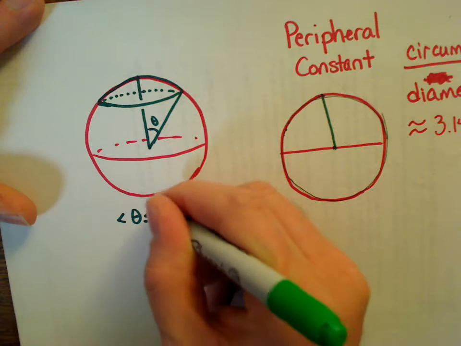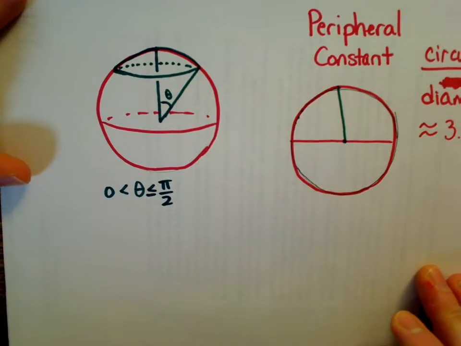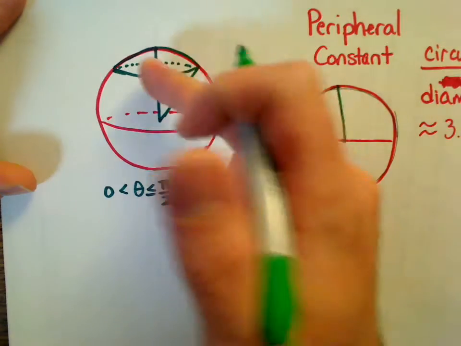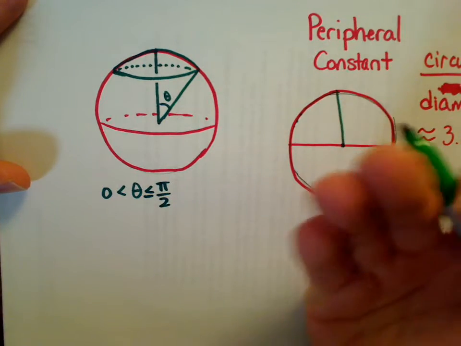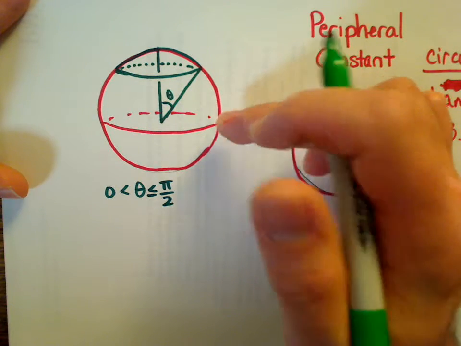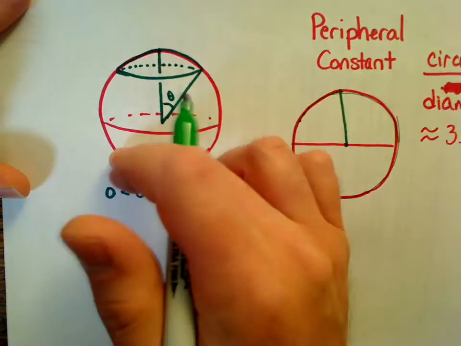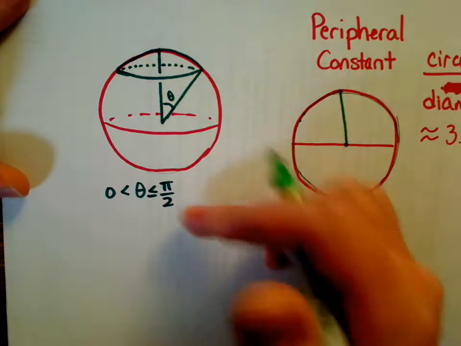Normally I don't use radians when I don't need to, but theta is going to be between 0 and pi over 2, 0 being at the North Pole, in which case we don't get much of a circle at all, which is why I have strictly less than, and pi over 2, which is the equator. Beyond that, the distance is no longer up and over, but rather under. So we can stop at pi over 2.